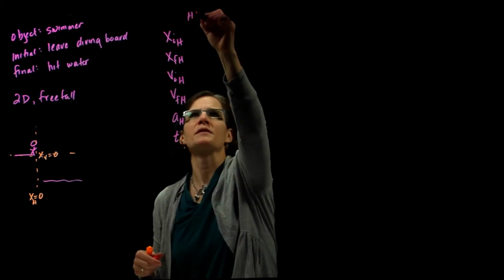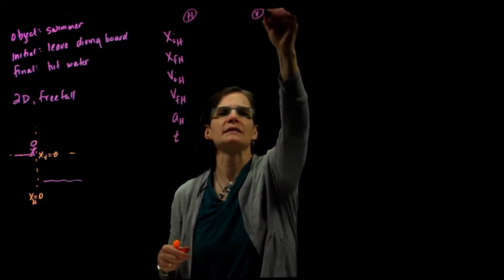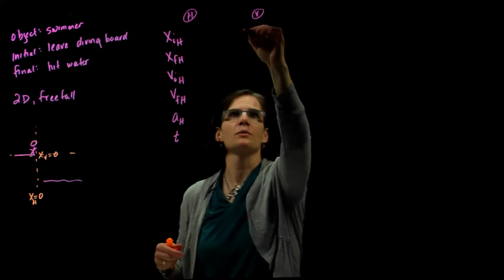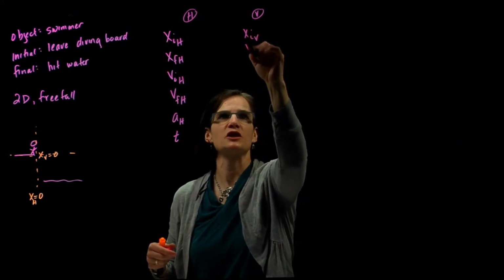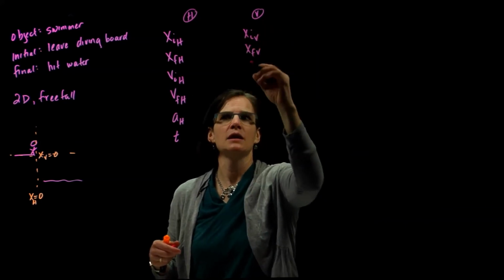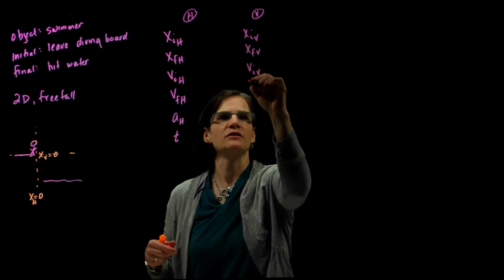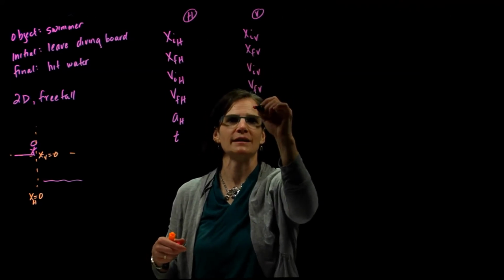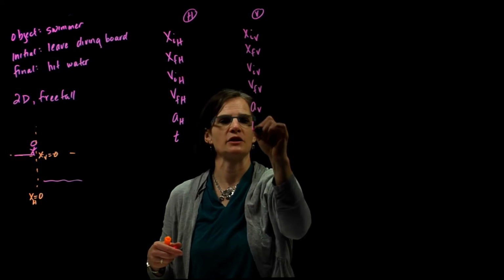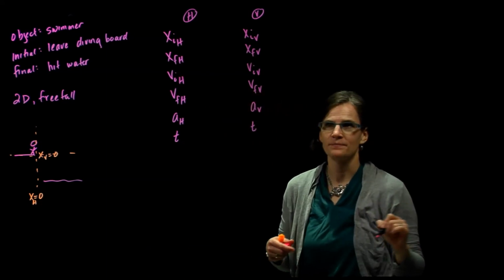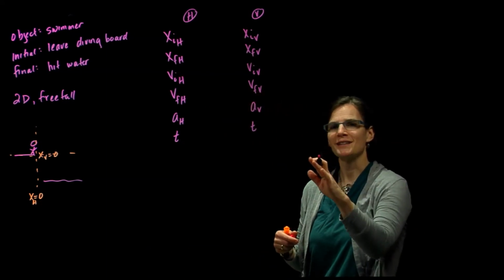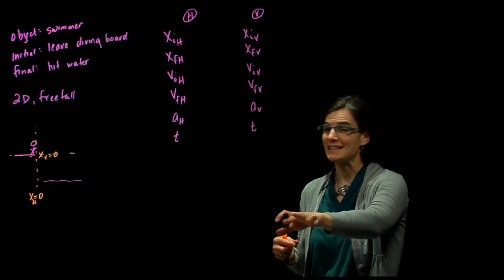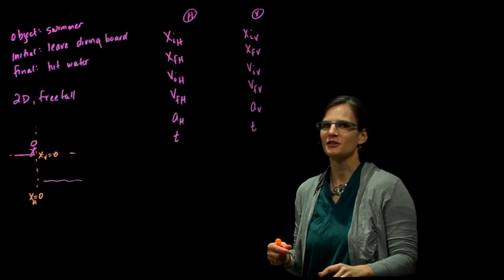So this is our horizontal motion, and we also want a list for our vertical motion. So we have initial and final positions vertically. We have initial and final velocities vertically. We have our vertical acceleration, and we have our time. So those are our two standard lists. I encourage you to pause the video, fill those lists in, and then restart and see if you match.